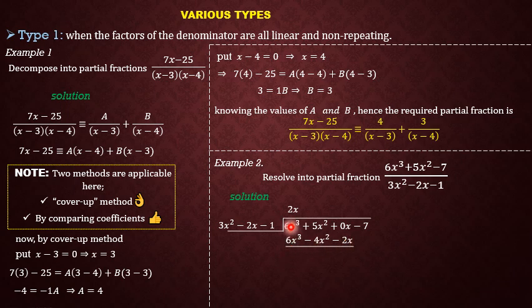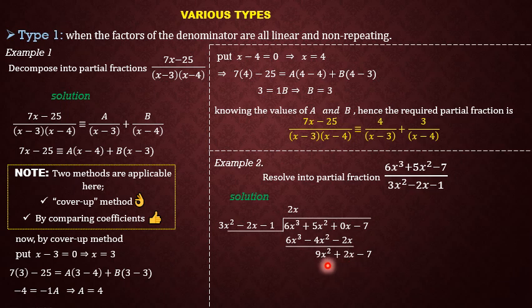Now 6x cubed minus 6x cubed is actually 0. And then 5x squared minus 4x squared is 9x squared. And then 0 minus negative 2x is actually positive 2x. Then I'll bring down this negative 7. So at the end of the day, I'll have this. I hope it is really clear.